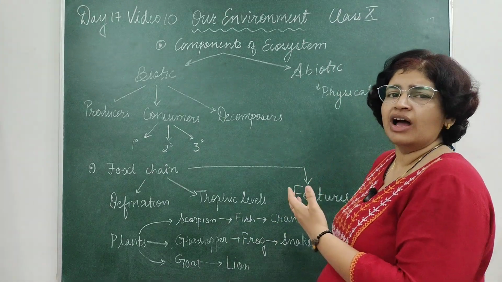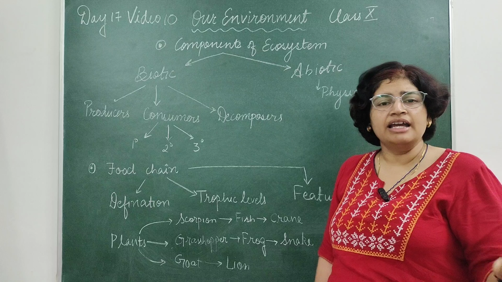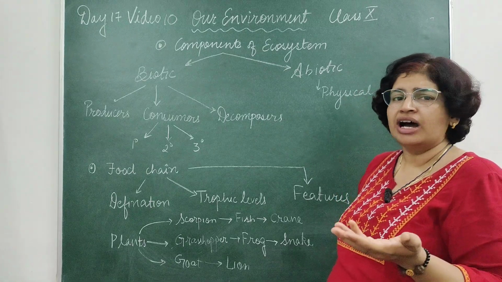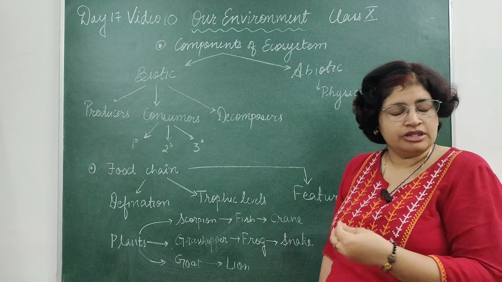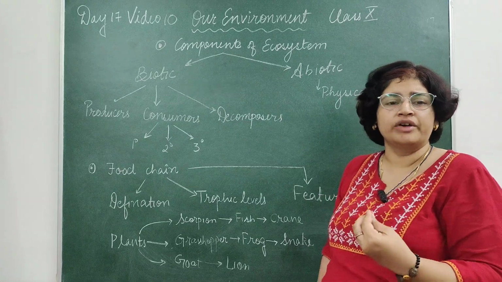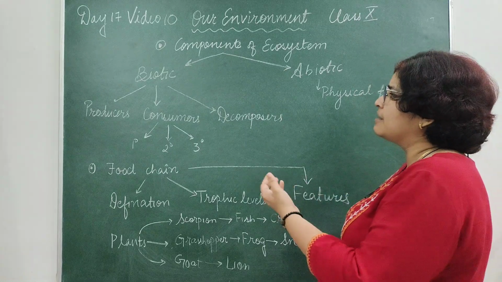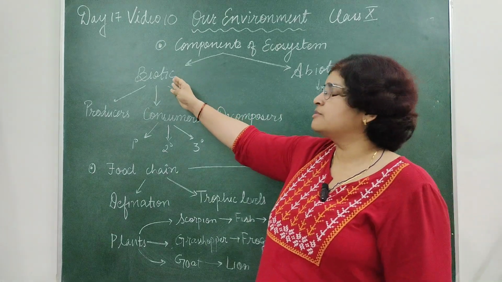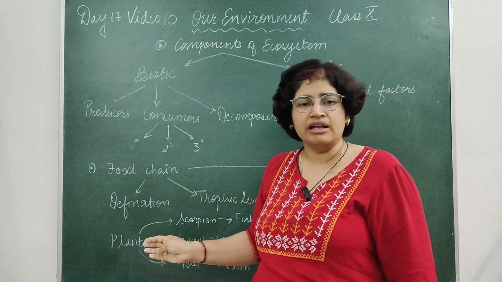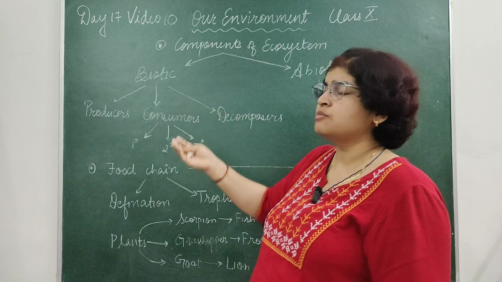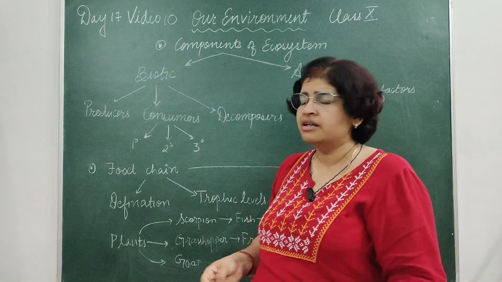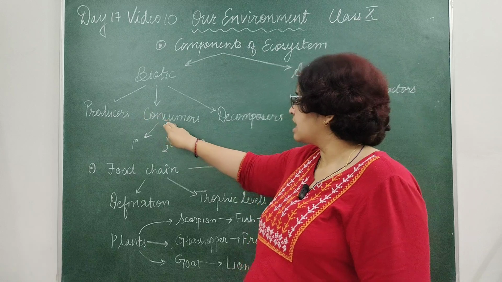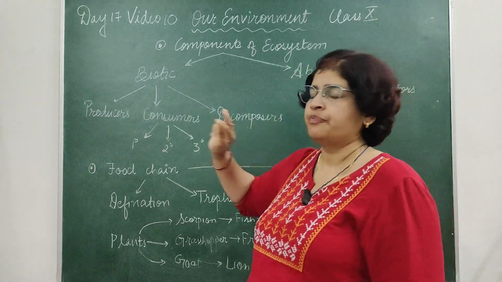So these physical factors generally include sunlight, temperature, air, water, soil, which are such physical factors on which the plants or the other biotic organisms are dependent. So biotic organisms include all the living organisms, and these living organisms, on the basis of their feeding habit, are categorized into three types: producers, consumers and decomposers.